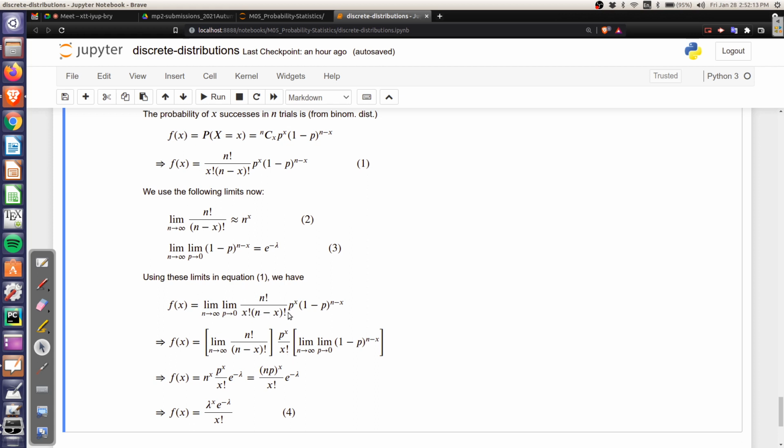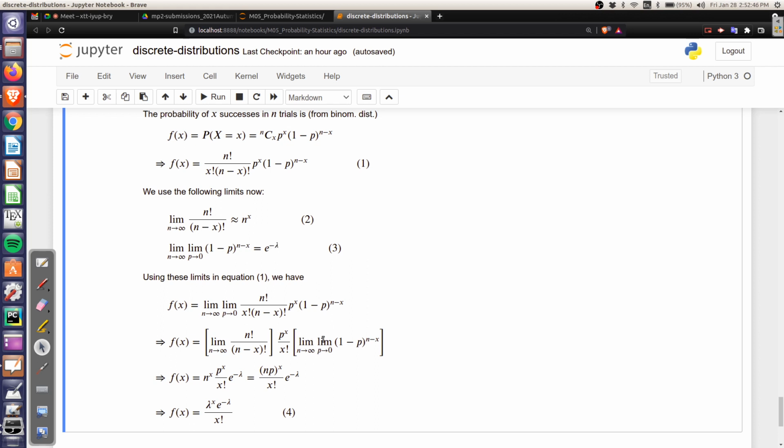This I'll put together, p to the power x by x factorial, because it only depends on p and x, whereas we are trying to find the limit as n tends to infinity. So let's just keep it aside for some time, and then we'll apply this over here. So the limit as n tends to infinity, p tends to 0, of (1 - p)^(n - x). When I apply this limit over here, this is going to give us e to the power minus lambda.